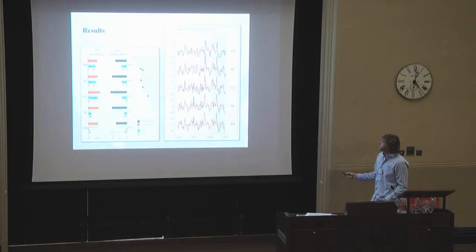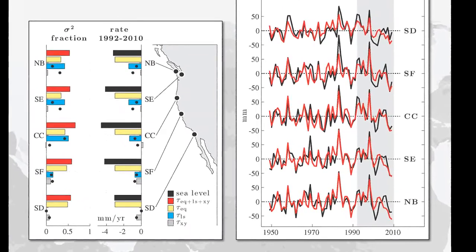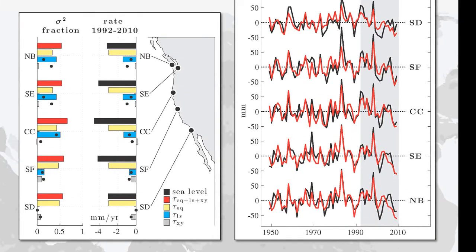Okay, so this just breaks that down a little bit into the different contributions from the various types of wind stress forcing. We have a bar plot here that shows the fraction of variance. This red bar shows the fraction of variance accounted for at each tide gauge by all of the wind stress time series put together. You can see we get greater than half the variance for all of them and up to close to 70% for Crescent City.